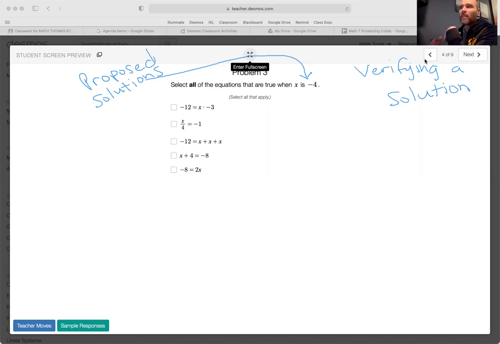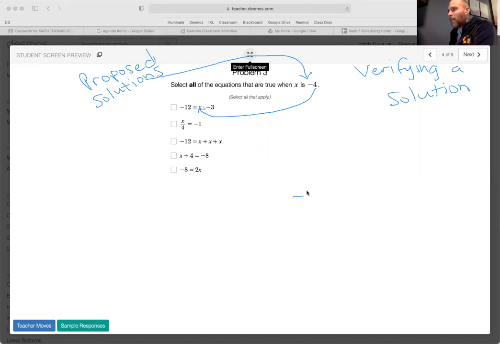A number is a solution to an equation if you can substitute it for the variable in an equation, right? I'm going to take this -4 and I'm going to substitute it for this X in this equation. If the equation then becomes true, it is a solution. If the equation is untrue with that number in it, then it is not a solution. Okay, so let's try it.